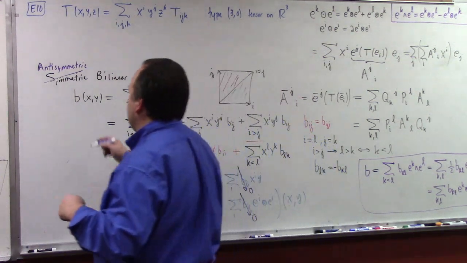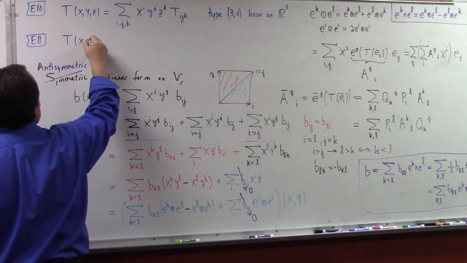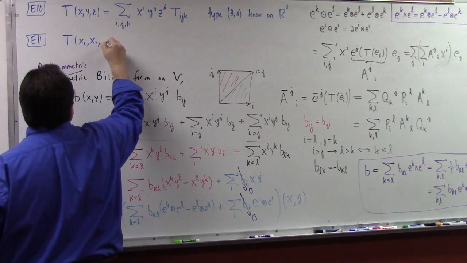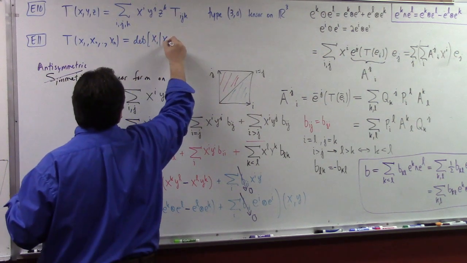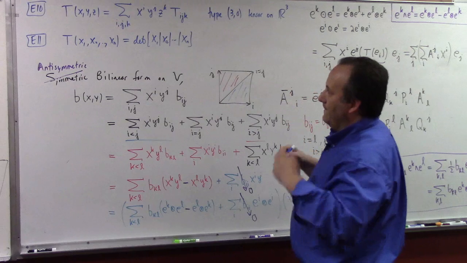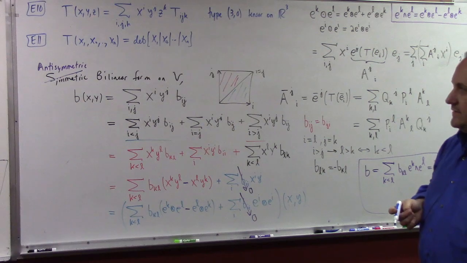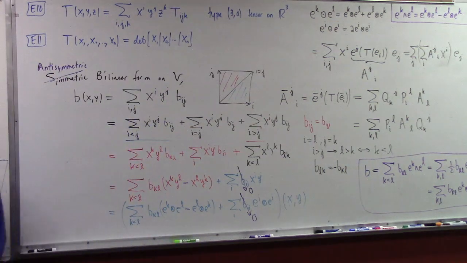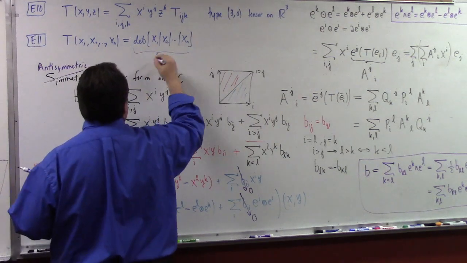Here's a specific example of a tensor. How about this? We could say T of x, y, z. Well, let's do x1, x2, ..., xn. We can do the determinant of x1, x2, ..., xn. That is actually a tensor. The determinant is an n-linear map, because, I don't know if you know this or not, but the determinant is linear in each column. So this is an n-linear map.